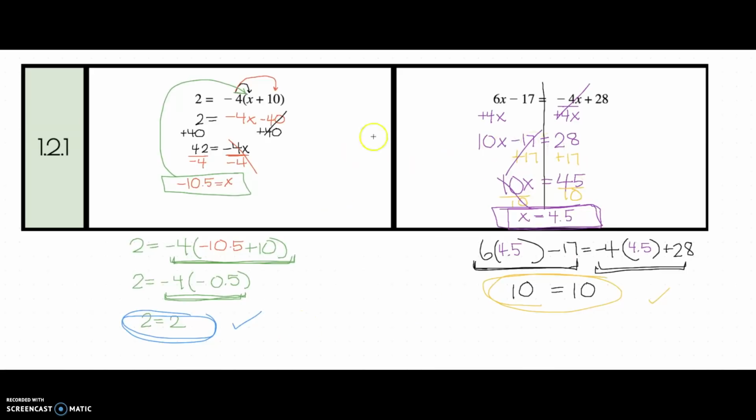So this is basically two of the problems that we've been struggling with. The first one with distributive property, the second one with variables on both sides. I hope this helped with solving equations.